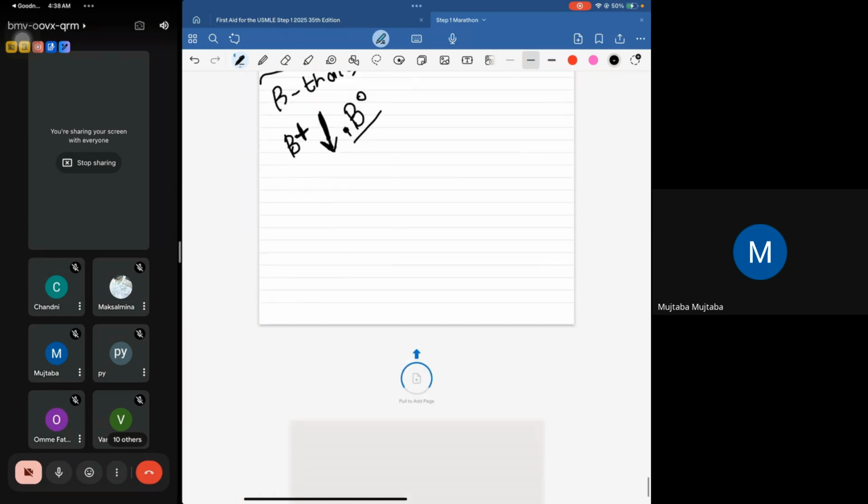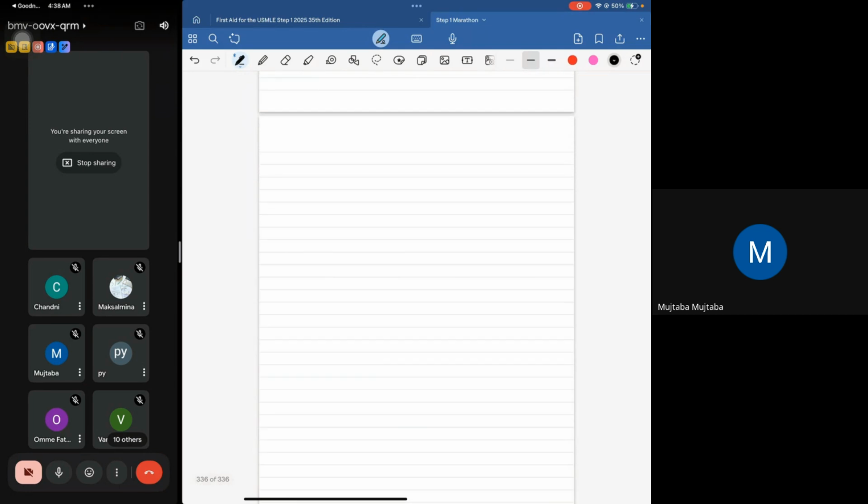Again, we have different types of beta thalassemias. In the first one, one chain is going to be reduced. So what does this mean? Can anyone tell me?